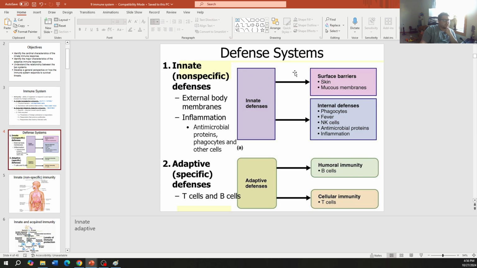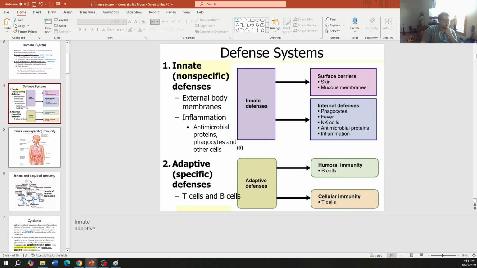Here's just another picture showing those different things, the innate versus the adaptive. You can break it down even a little bit more. Sometimes you'll hear humoral immunity and cellular immunity, which we actually talked about in the lymphatic system PowerPoint. We just briefly mentioned those.